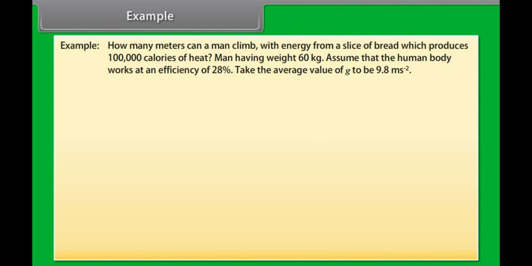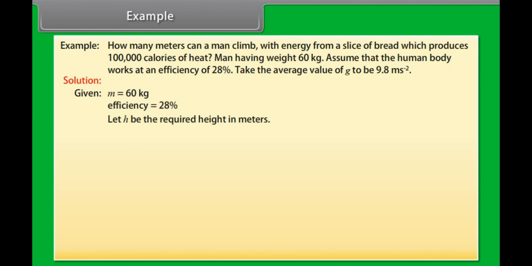How many meters can a man climb with energy from a slice of bread which produces 100,000 calories of heat? Man having weight 60 kg. Assume that the human body works at an efficiency of 28%. Take the average value of g to be 9.8 meter per second square. Let's see the solution. Here, mass and efficiency are given, which are 60 kg and 28% respectively. Let H be the required height in meters.